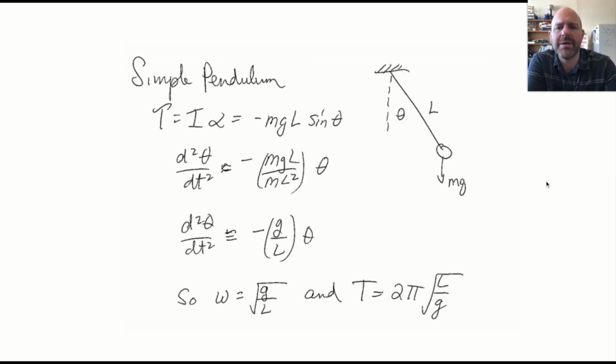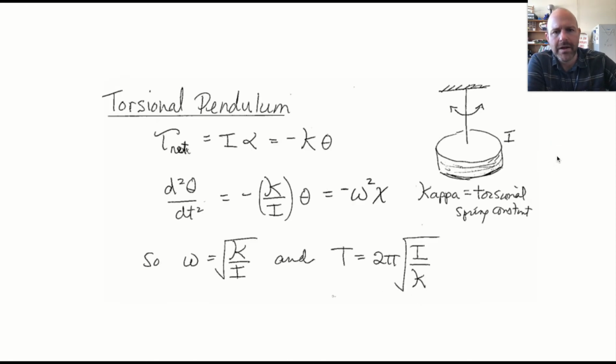For a simple pendulum, again, we're going to use that same small angle approximation, and we get that same basic relationship. Here we get the square root of L over g. With a torsional pendulum, net torque, again, here we're just dealing with the kappa and theta, and we end up with 2 pi times the square root of I over kappa, where kappa is basically the stiffness of the spring or of the wire as you spin it back and forth.